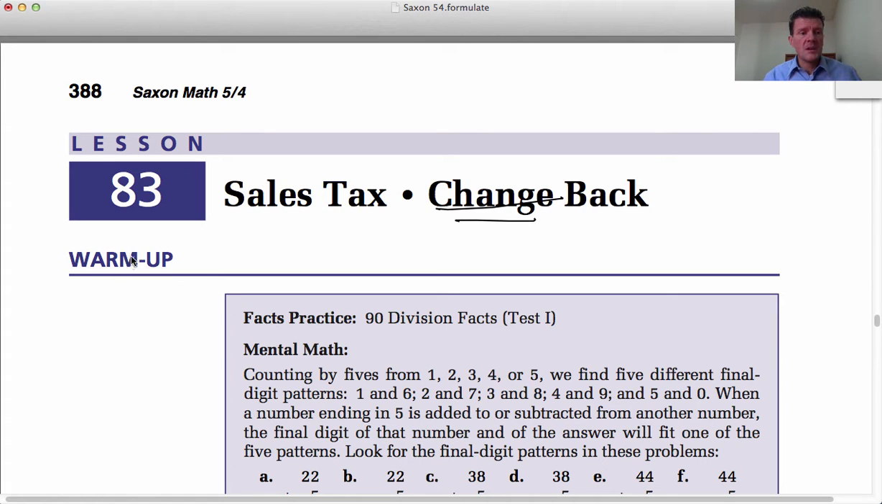If you haven't already, let's take some time, pause the video, and deal with the warm-up questions here. You're encouraged to go back to a previous test and just review the division facts. Wonderful skill. You should be able to just recognize certain types of division problems immediately and be able to do those very quickly.